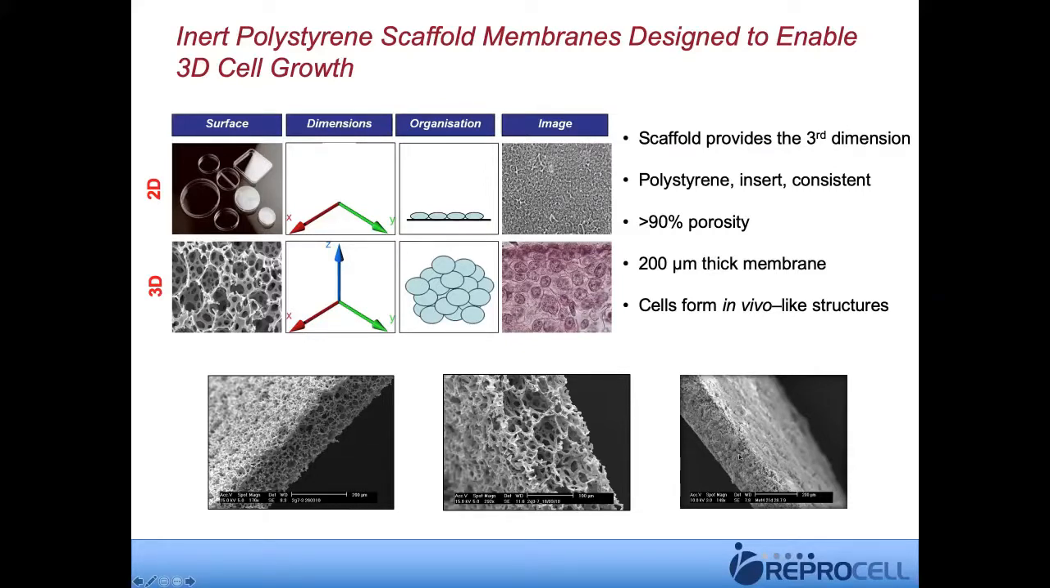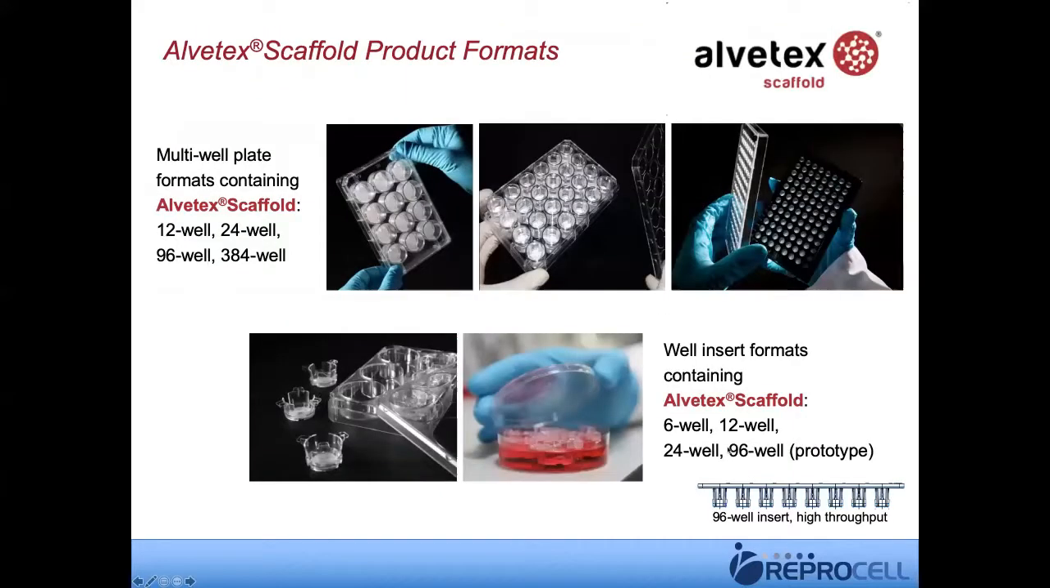And in this case, what we've done is we've created a 3-dimensional slab of cellular material. As I say, it's 200 microns thick, so the cells centrally are only 100 microns from the source of nutrition. So that material has been commercialized into a product called Alvetex. Alvetex scaffold is available for purchase commercially via REPROCELL and other distributors.